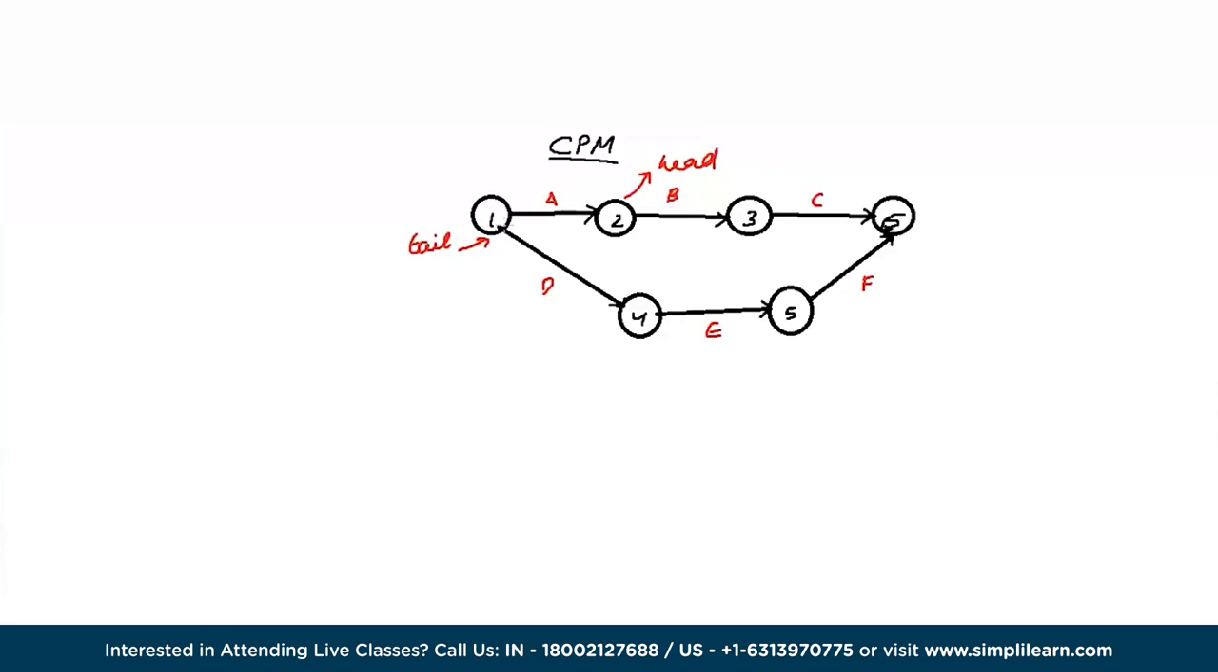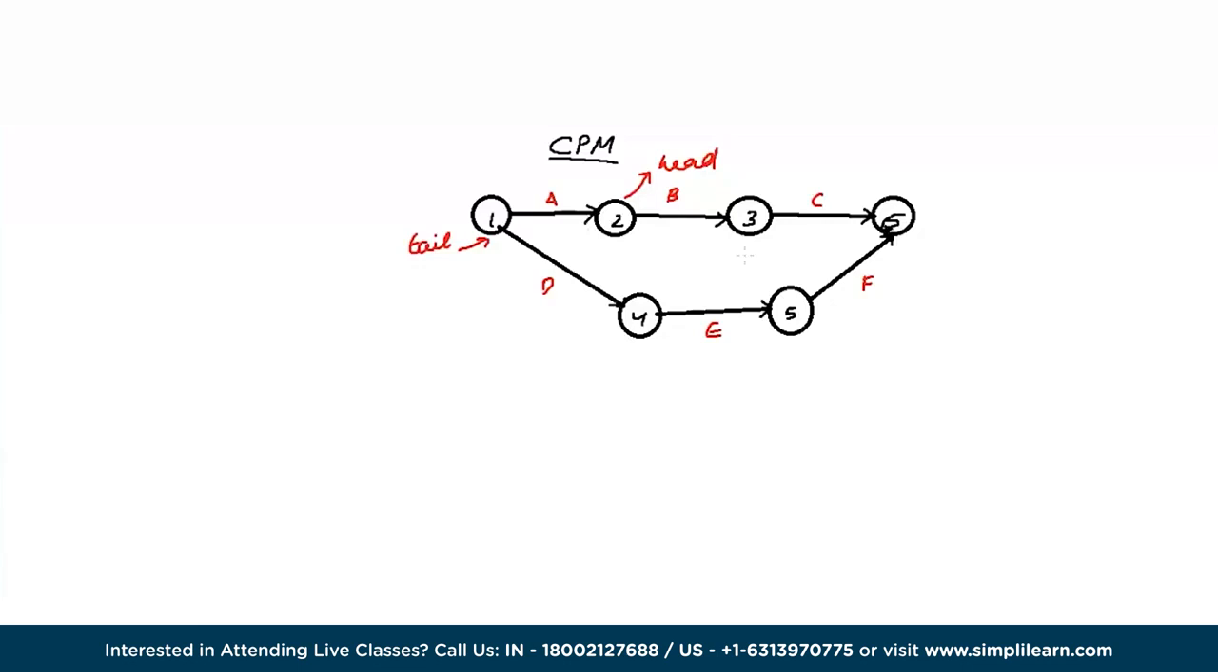Then the network should have a unique completion node, which is node number 6 here. There's only a single node which completes the entire network. No activity should be represented by more than one arc in the network, which means that this arrow that you see represents an arc. There's only one activity corresponding to an arc. This means that no two activities can have the same starting node as well as ending node.